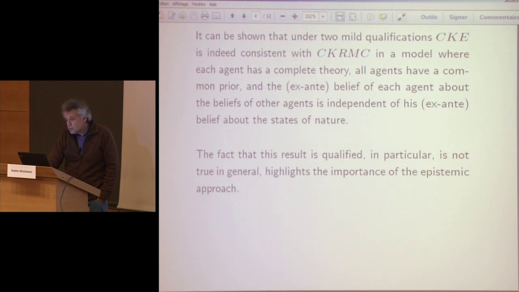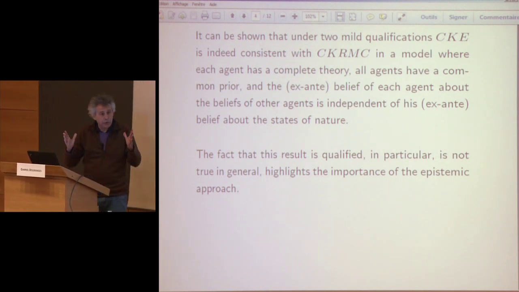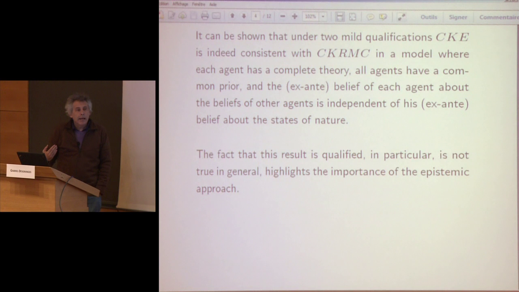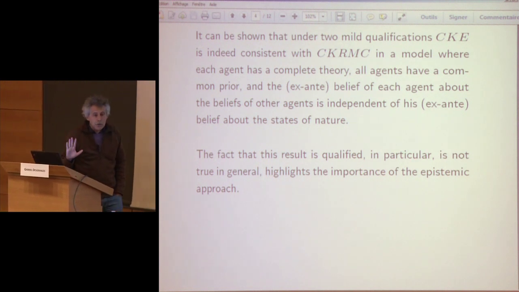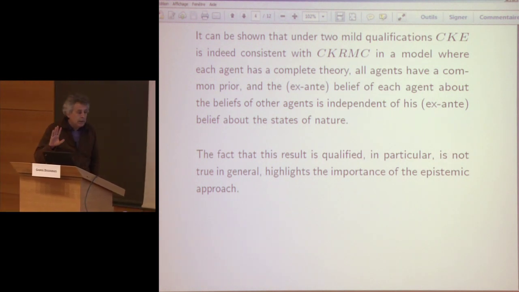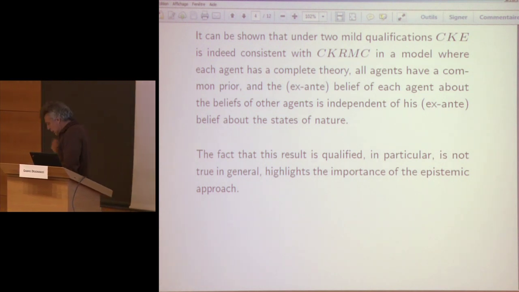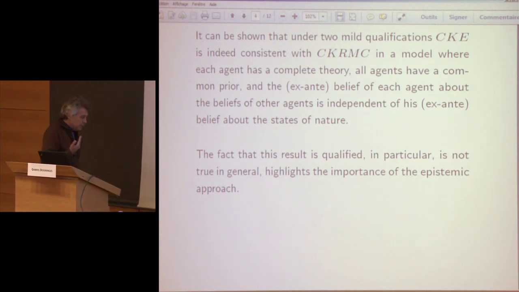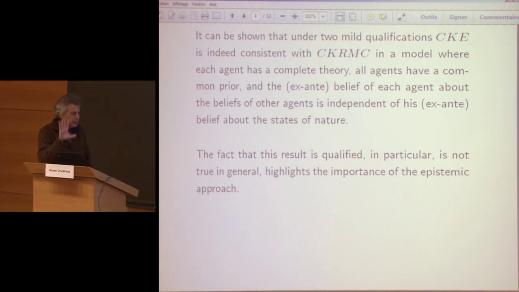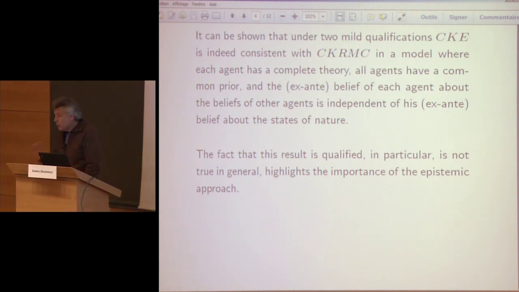And then, I won't show you the proof, but what we can show, using such a framework, which I'm about to describe to you in a couple of minutes, is that under two mild qualifications, the solution that Gabriel described to us is consistent with common knowledge of rationality and market clearing. That is, we can get the multiplicity that Gabriel described, even in a situation where an agent has a complete, fully specified theory about the world, and where ex ante there is a common prior on the states of nature.